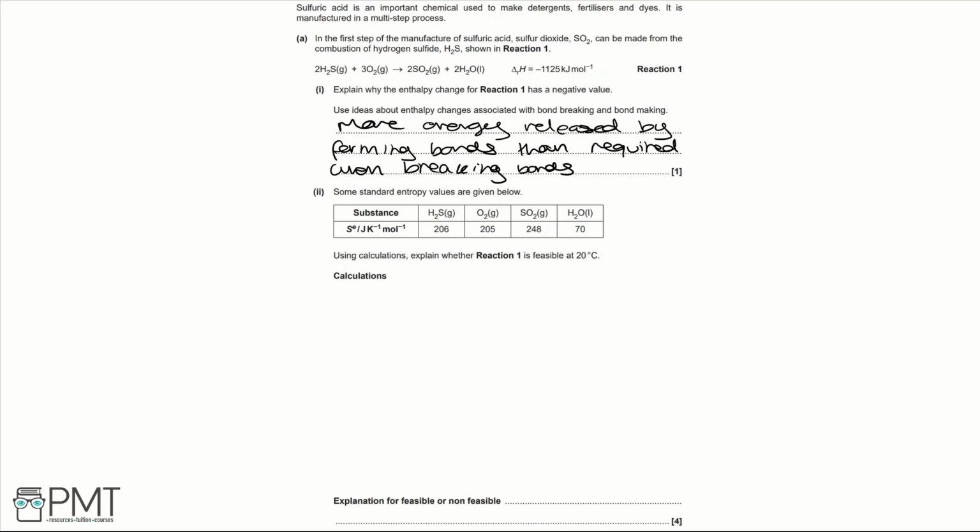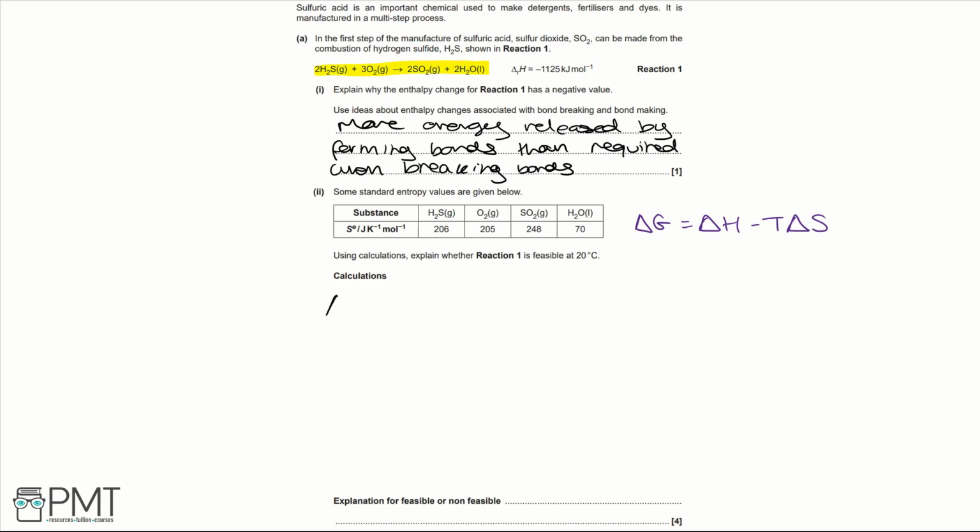Part 2. Some standard entropy values are given below. Using calculations, explain whether reaction 1 is feasible at 20 degrees Celsius. For this question, we're going to be using the equation delta G equals delta H minus T delta S. And we need to work out delta S first, which is the change in standard entropy values. So using the equation and the entropy values in the table, we can work out delta S.